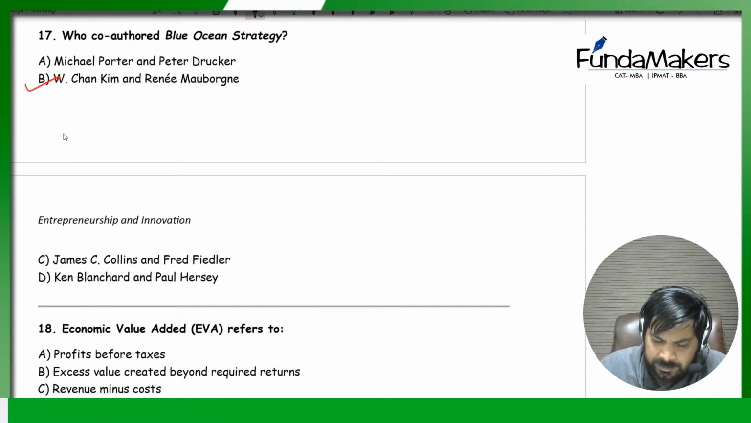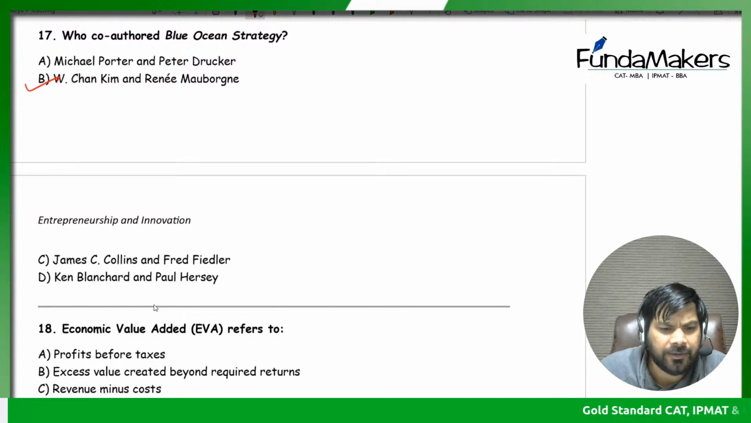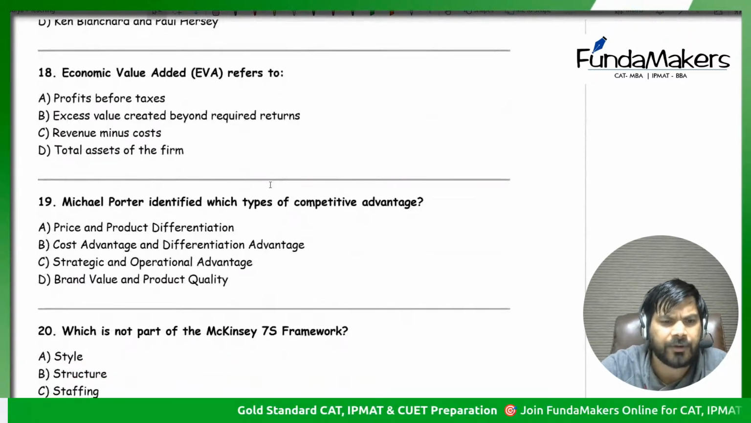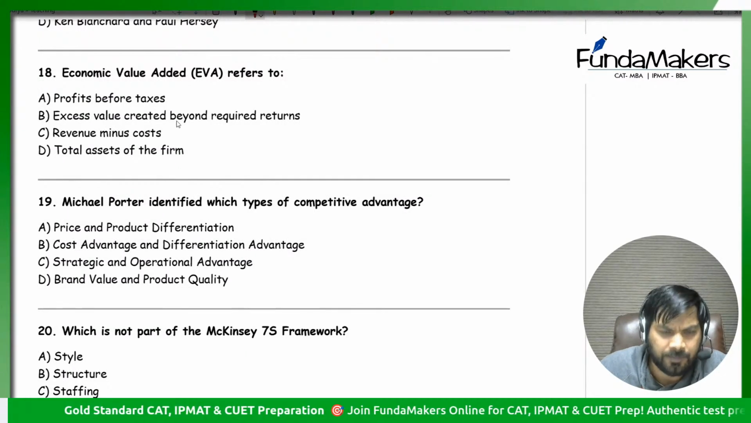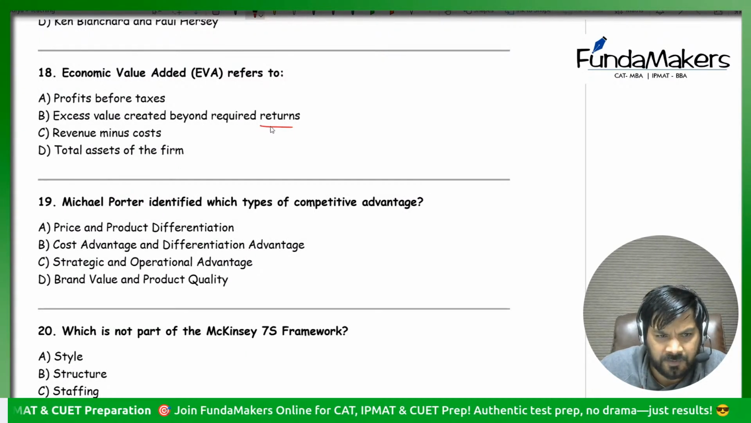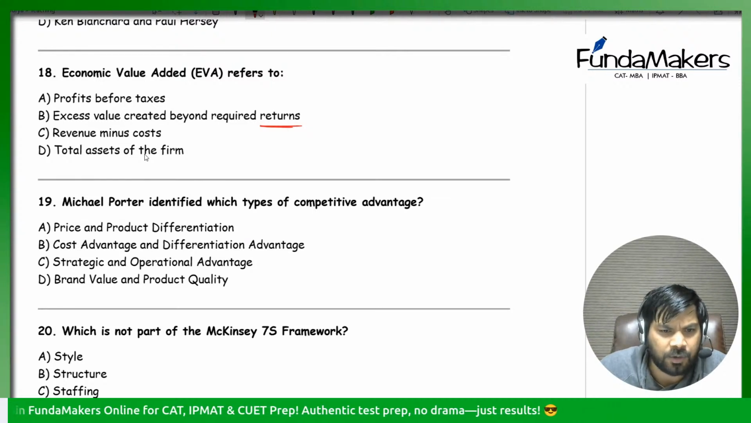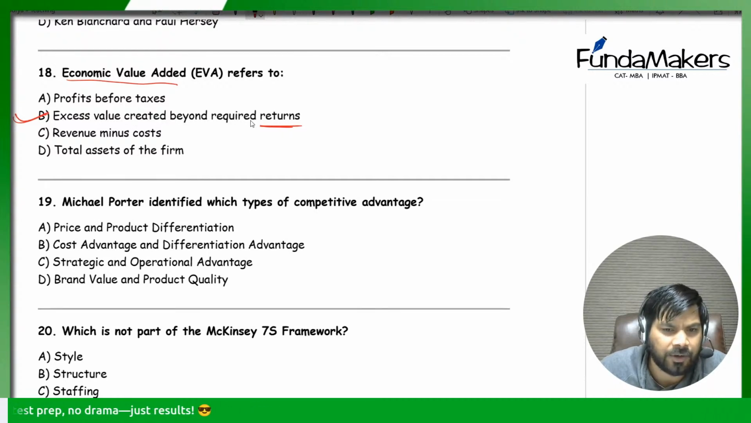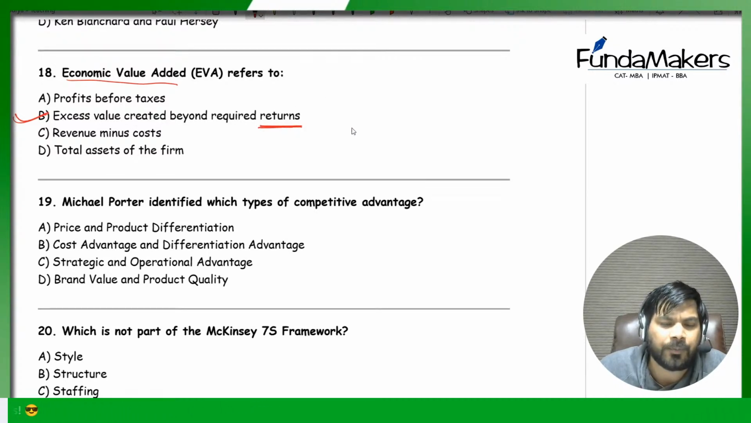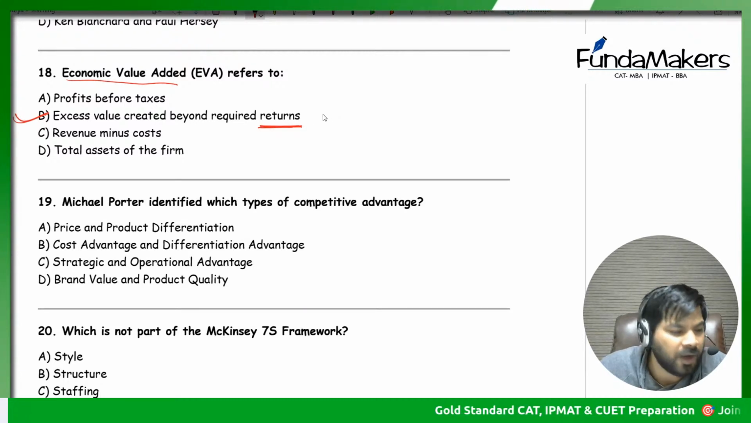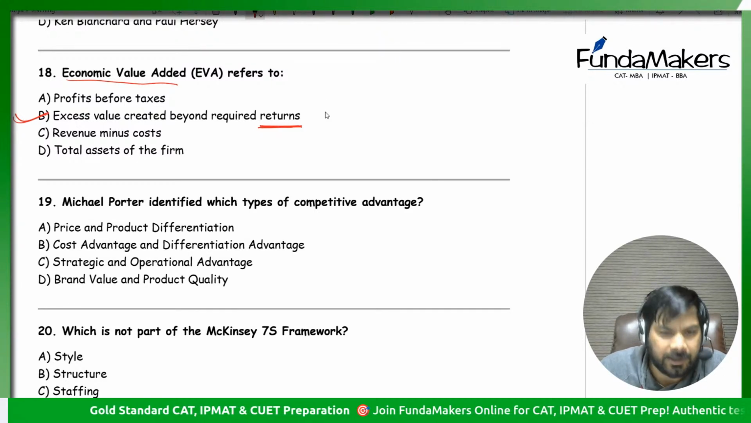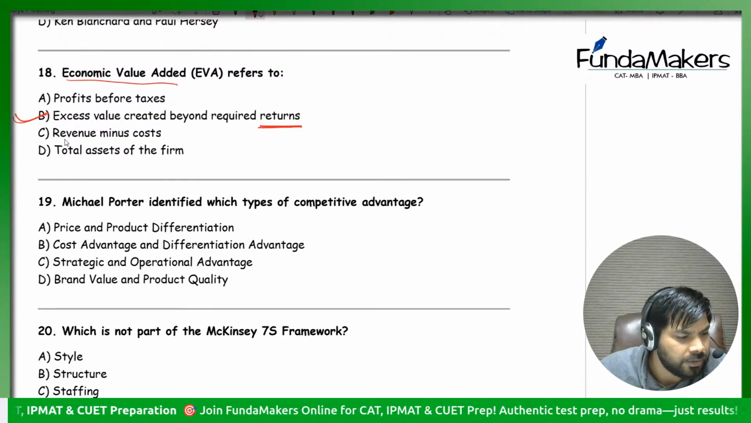Okay. Next, economic value added. Economic value added refers to what? Profits before taxes, excess value created beyond required returns. Very nice. So, revenue minus cost, total assets. It's an excess value created beyond required returns. For example, you sell a product and make a profit of 10%, but it is much more than just selling products. It's more about branding. You are making a brand out of it, right? So the correct answer should be what?